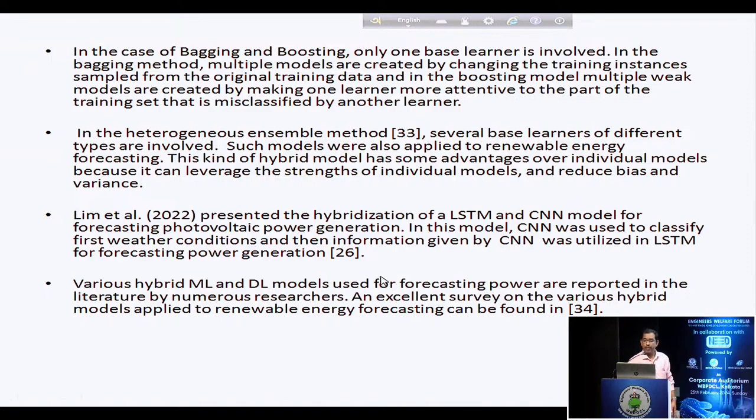An excellent survey can be observed. You will find it is on deep learning and machine learning for power forecasting. It is available on the.